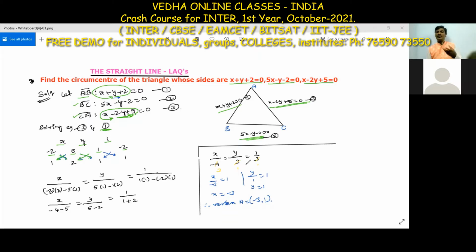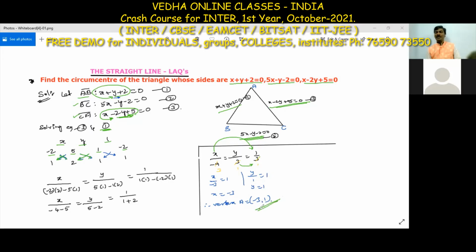With the same table we can divide, so I took the third table: 3 ones are 3, 3 threes are 9. So x by -3 equals 1 and y by 1 equals 1. So x is equal to -3 and y is equal to 1.